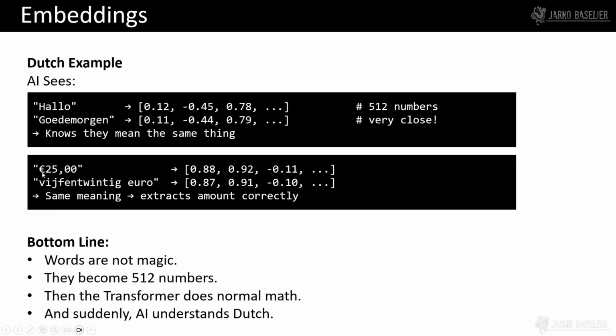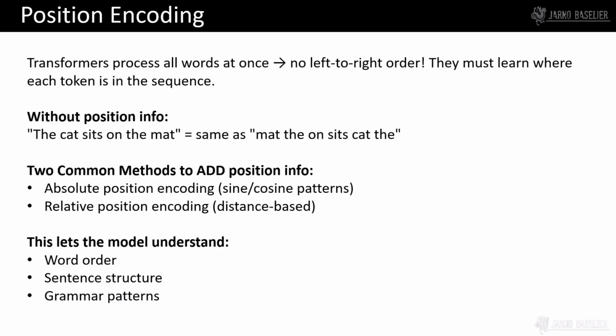Here we have something different. We have the numerical value of 25, and here we have the words 25 euro, but in Dutch. And here you can see as well that the numbers are pretty close together. So they have the same meaning, the exact amounts correctly. So both of them will be first converted to tokens and then to vectors, where the vectors will be pretty close to each other. The bottom line here is that words are not magic. They become numbers, most of the time 512 numbers, and then the transformer does the normal math. And suddenly AI does understand Dutch or English or numbers, etc., and how they relate to each other.